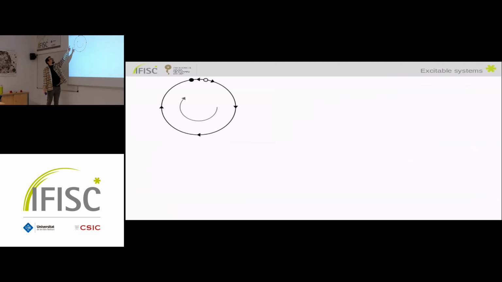So for instance, here, if you are in the vicinity of the fixed point, you will just do a small arc of the circumference and get to the fixed point. But if you are here in the other side, you will have to complete almost one full revolution in order to approach this fixed point.